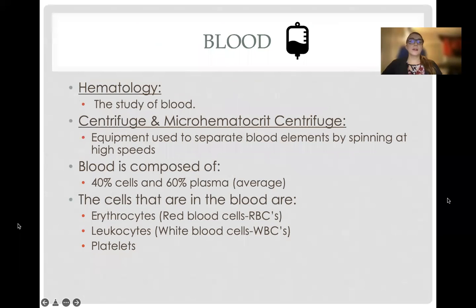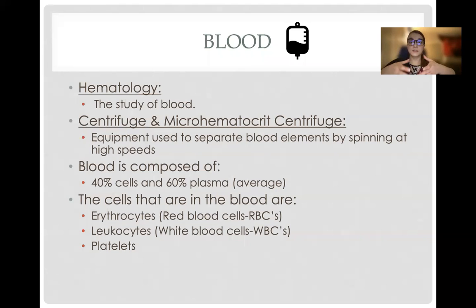So first I want to get into talking about the blood. Hematology is the study of the blood, and in the veterinary field, we will be doing a lot of work with blood and hematology. Some tools that we're going to use within the clinic are centrifuges and microhematocrit centrifuges. This is equipment that we are going to use specifically when we are testing the blood. We can load the blood tubes into these centrifuges.